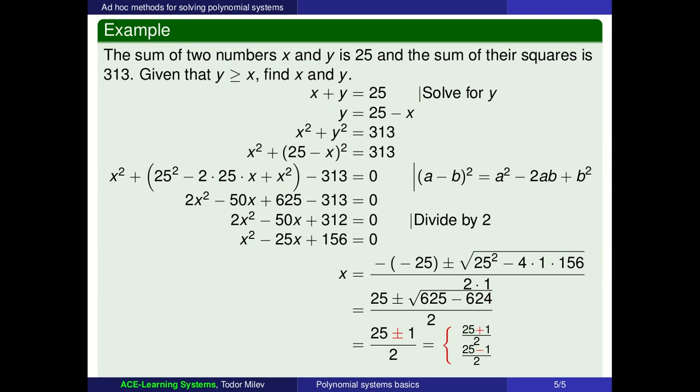So finally we get 26 halves, which equals 13, or we get 24 halves, which equals 12. So our two solutions are x equal to 13 and x equal to 12.